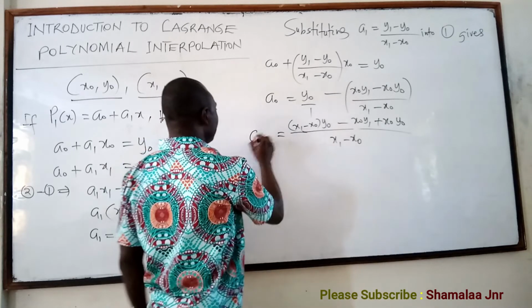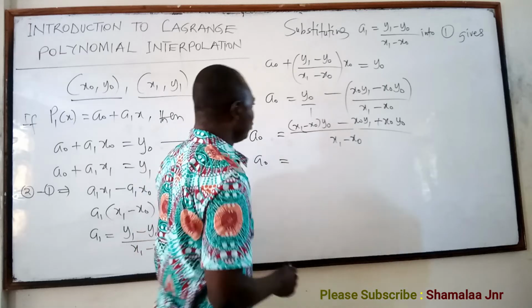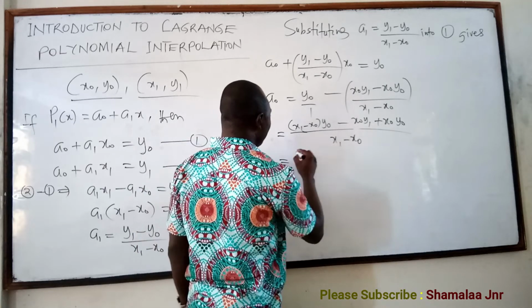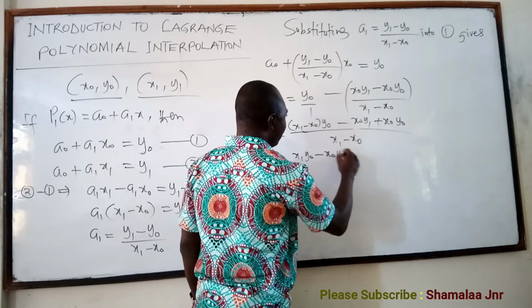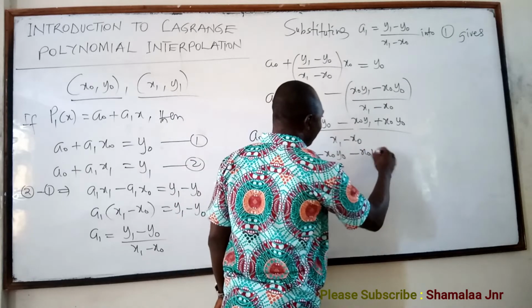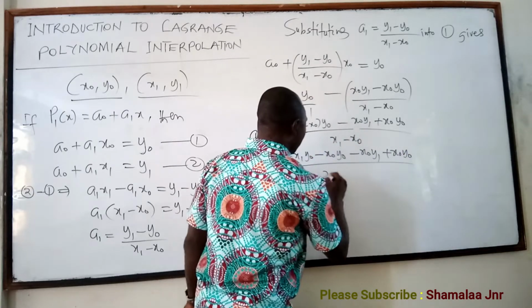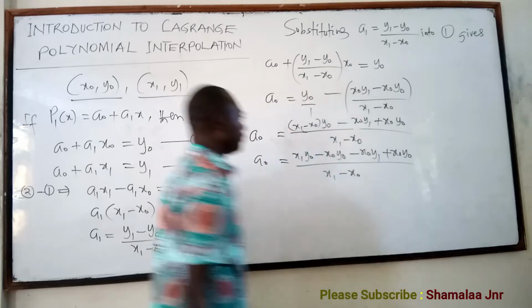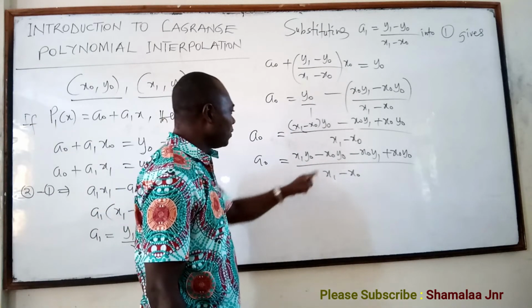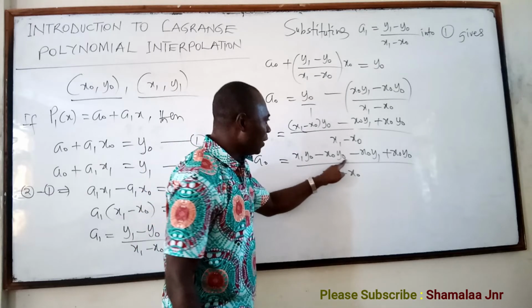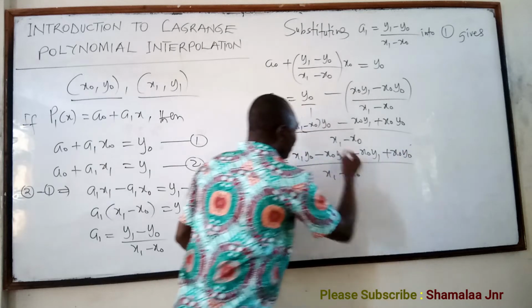So this is a0. Now, this means that a0 is equal to, let's expand this one. If you expand it, you're going to get s1 y0 minus s0 y0 minus s0 y1 plus s0 y0 all over s1 minus s0. Isn't it? Now let's see if we can do some cancellations. Negative s0 y0 is here, and you have positive s0 y0. So this will cancel this.